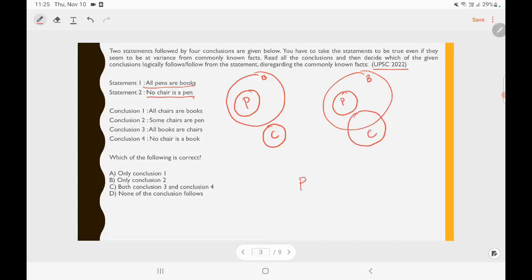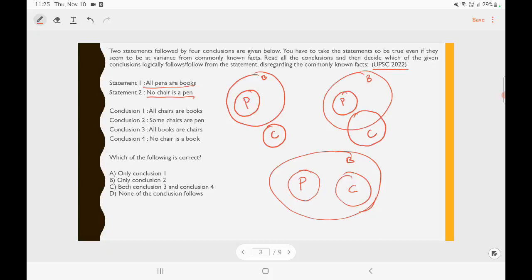And there is one more possibility like this. If this is the circle of pen, this is the circle of books, and circle of chair can come like this, right? It can come inside books as well, because in this case also the circle of pen and circle of chair are not intersecting. So you have three possible Venn diagrams here. I drew all the possible Venn diagrams. So now let us look into the conclusions.